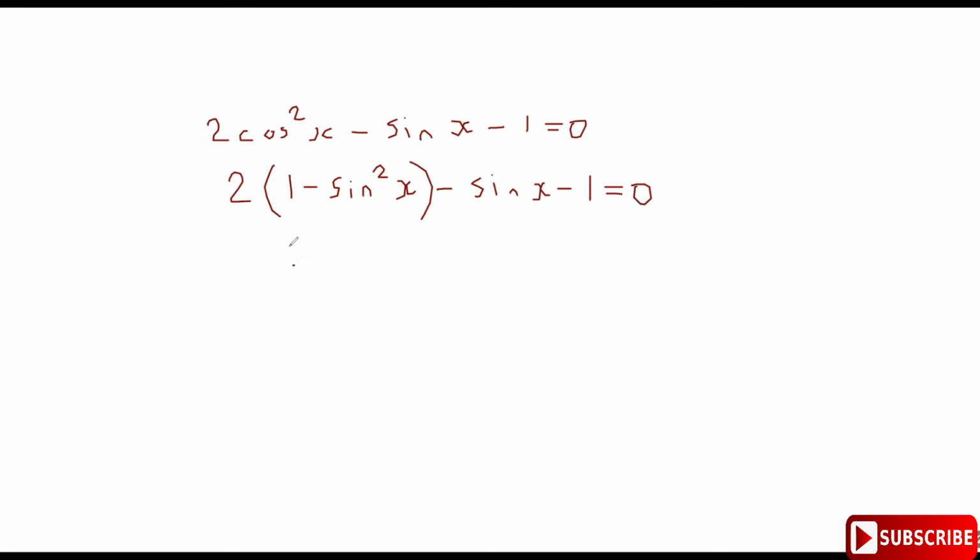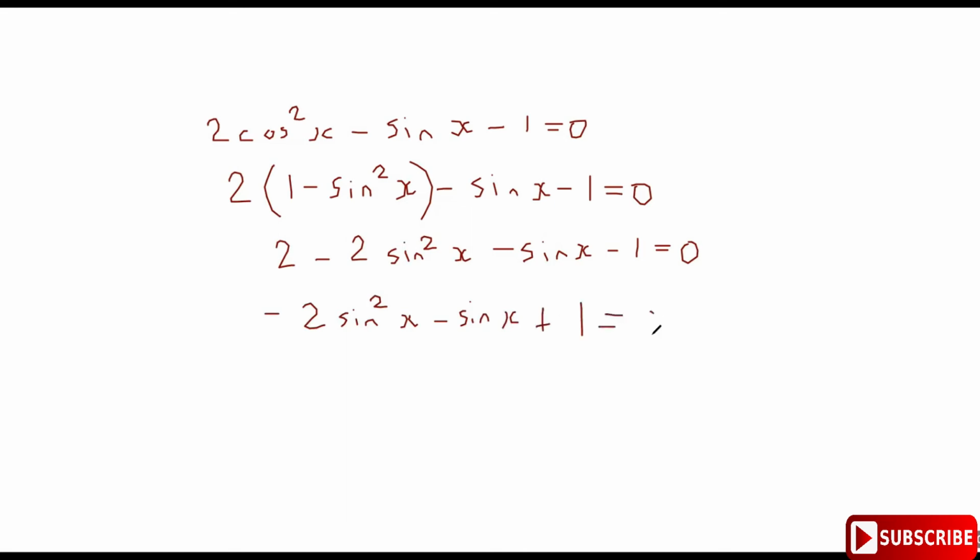So this will become 2 minus 2 sine squared x minus sine x minus 1 equals 0. Now look at this. This becomes minus 2 sine squared x minus sine x, and then we have 2 minus 1, which is just plus 1, equal to 0.